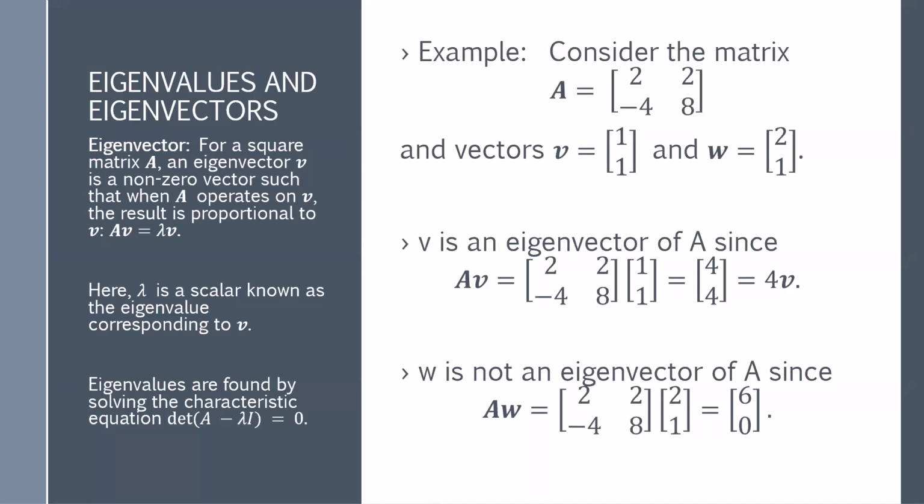So let's take an example. A matrix A, [2, 2; -4, 8]. And let's look at vectors V, (1, 1), and W, (2, 1). V is an eigenvector of A, since if we take A and multiply by V, we get 2 times 1 plus 2 times 1 is 4. Negative 4 times 1 plus 8 times 1 is 4. So we get the vector (4, 4), which is 4 times vector V. If we take A and multiply by W, we end up with the vector (6, 0), which isn't a multiple of W.